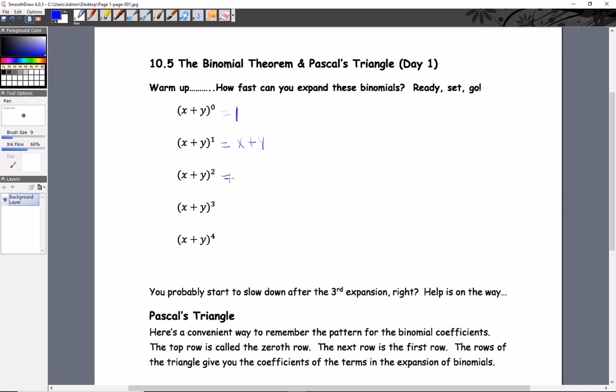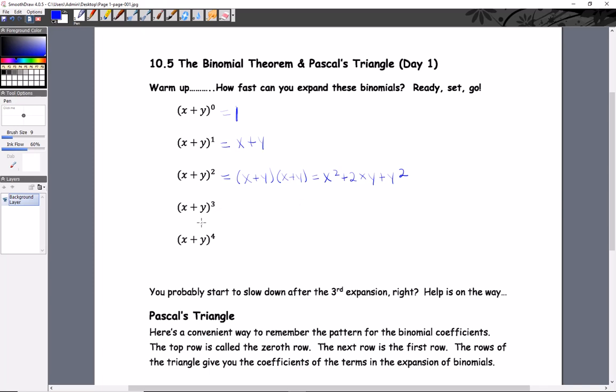Right here, you have to actually multiply it to itself. So I hope that you didn't just square x and square y and that's it. So you would just write it twice, and then you do FOIL on it. So that's x squared plus 2xy plus y squared.